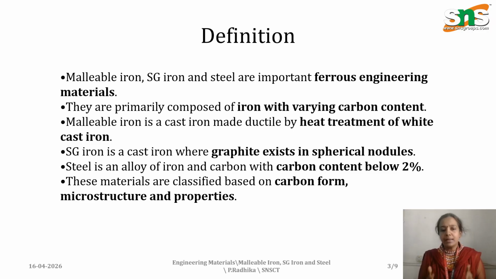The first example here is malleable iron. This iron is made ductile by means of heat treatment of white cast iron. That is, when white cast iron is heated to some extent, we get another material. That material is called malleable iron.